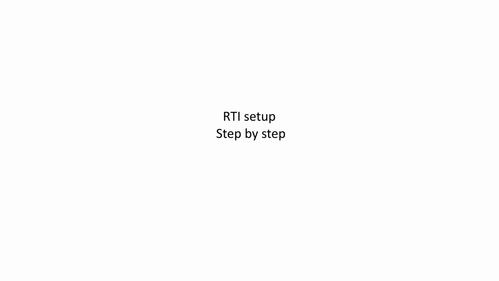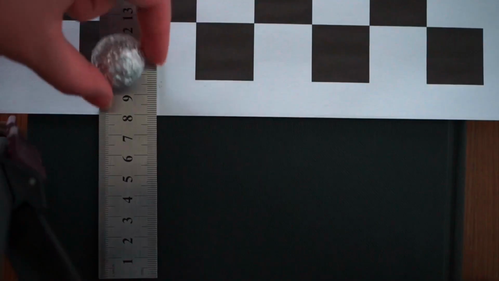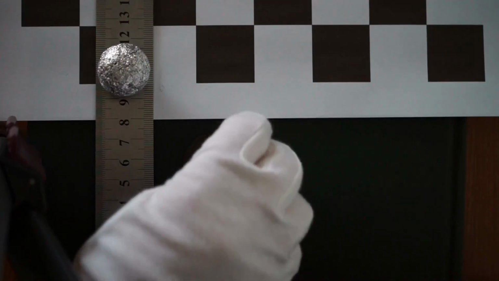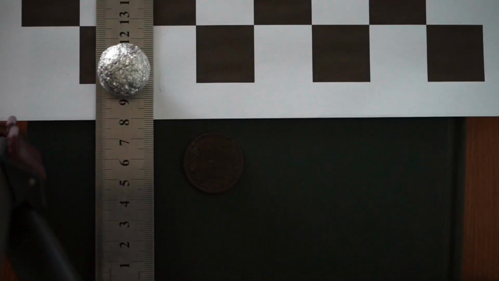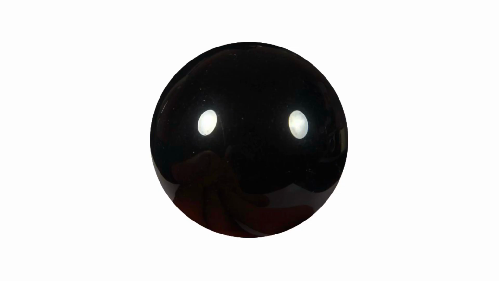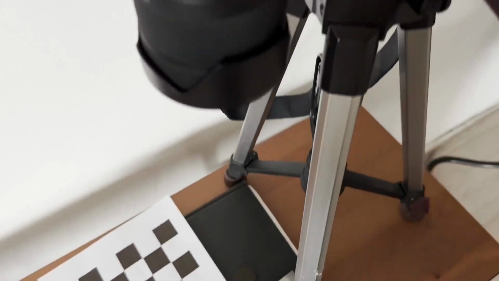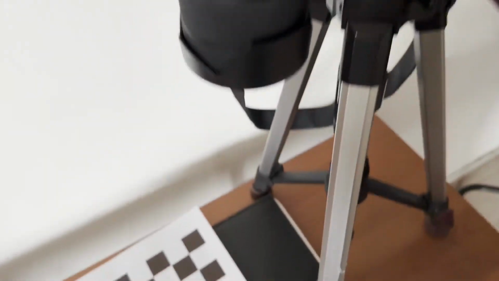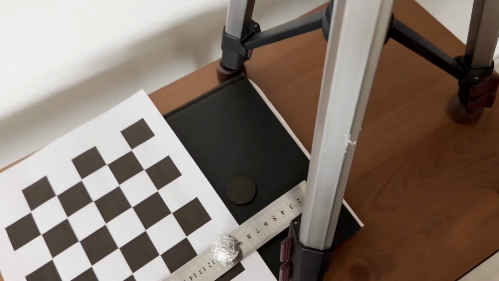RTI setup, step by step. The process begins with preparing the object. It is placed on a stable, non-reflective surface alongside a scale reference and a reflective sphere. To achieve the best result, please use a black reflective sphere. A camera is mounted in a fixed position directly above the object. It is essential that the camera does not move during the capture process.